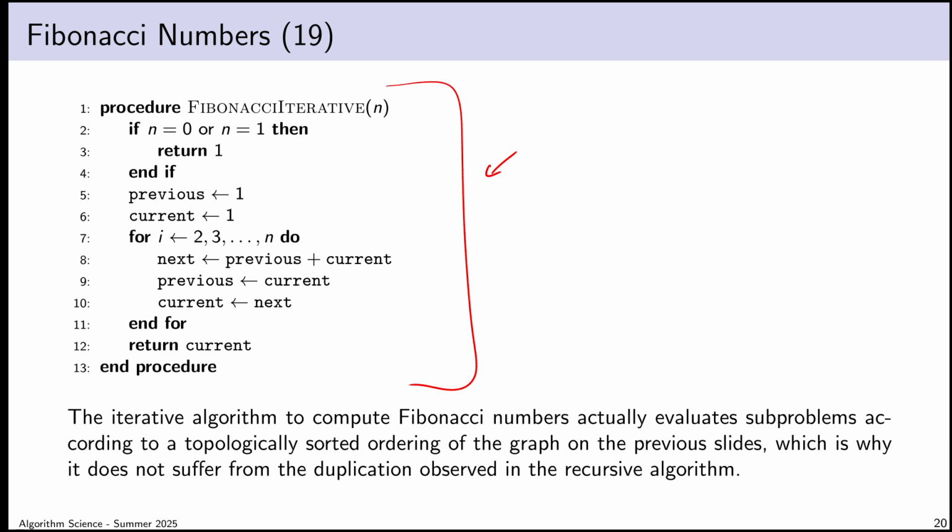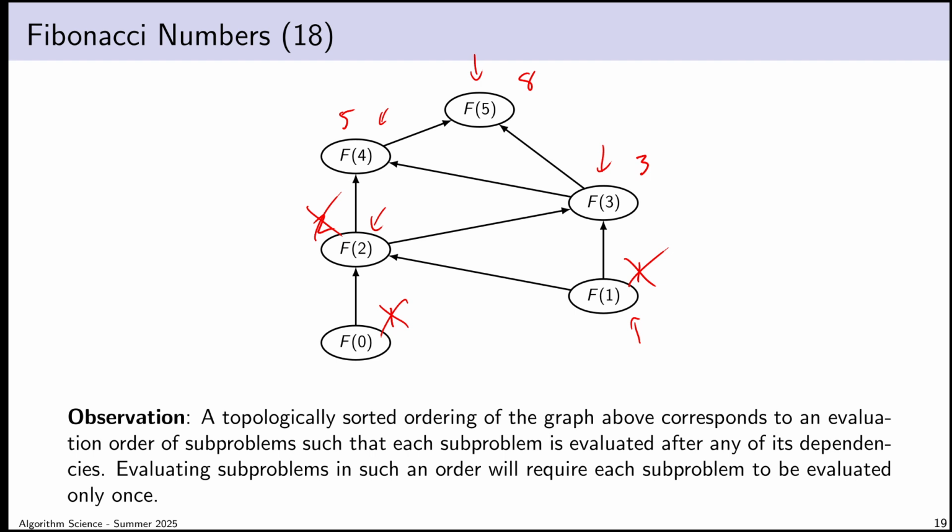And in many cases, some of the problems don't admit an obvious recursive decomposition until you come up with one. So it turns out this iterative algorithm actually evaluates subproblems according to that topologically sorted ordering. And that's why it doesn't have the duplication. It is actually performing, in a sense, the same recursive computation that we were doing with the recursive algorithm, but it's doing it more efficiently because of the way it structures the order of execution of subproblems.